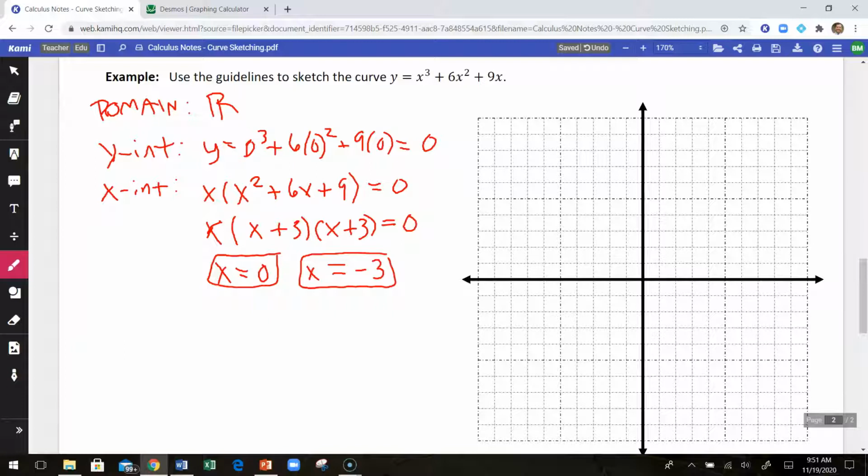And then we can find asymptotes. So vertical asymptotes, it's a polynomial. The domain is all real numbers. You're not going to have any vertical asymptotes. But watch for that if you have a rational function. You want to make sure that you know how to find those.